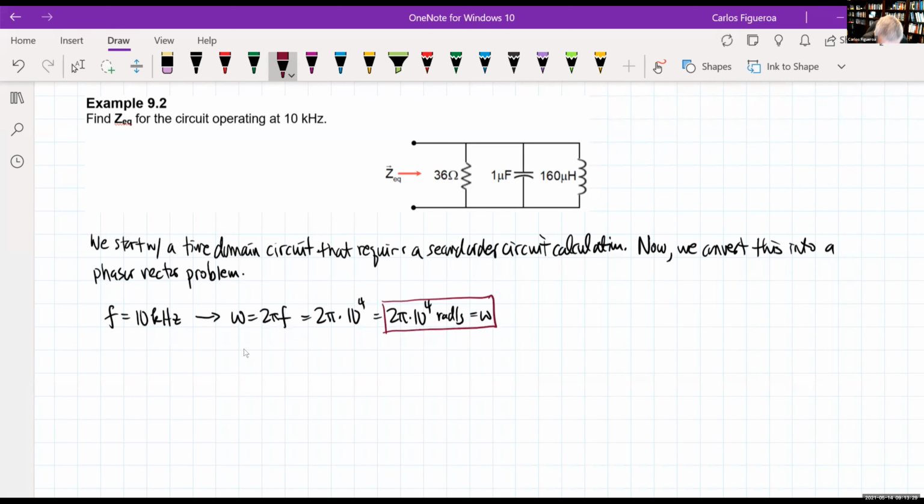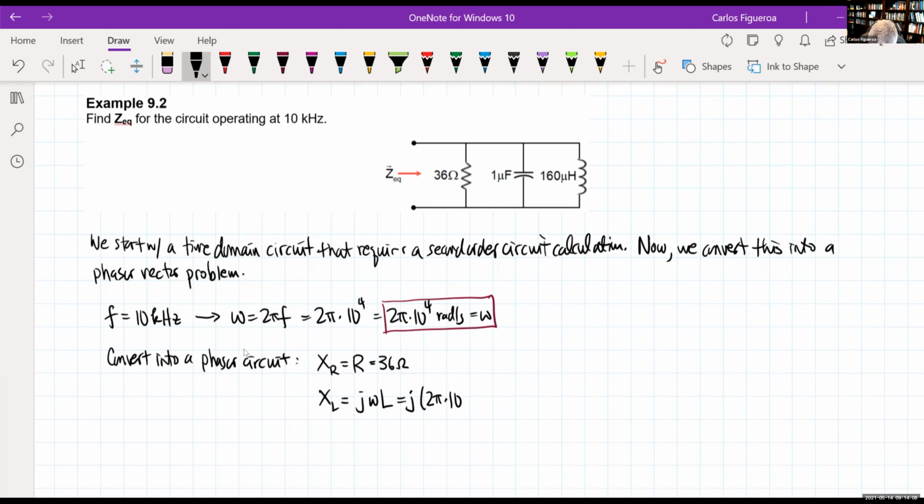So now that I have omega, I now convert into a Phasor circuit. To convert this into a Phasor circuit, I know that XR is of course R. So in this case, it's just 36 ohm. No big deal. But then if I look at XL, we know that XL is of course J omega L. So then I got to start putting in the values. This is going to be J, and then I get 2 pi times 10 to the 4.